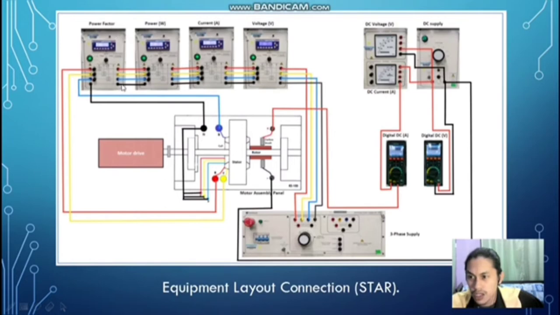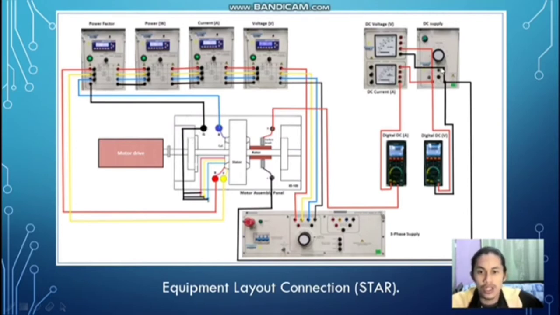For the output at the power factor here, the three phase lines, red, yellow, blue, will connect at the stator of the motor. The red will connect at the red point here. The yellow will connect at the yellow point here. And the blue will connect at the blue point here. The neutral will connect to the common point. The common point will collect all the red, yellow, blue from the stator. We connect it to the neutral point here.